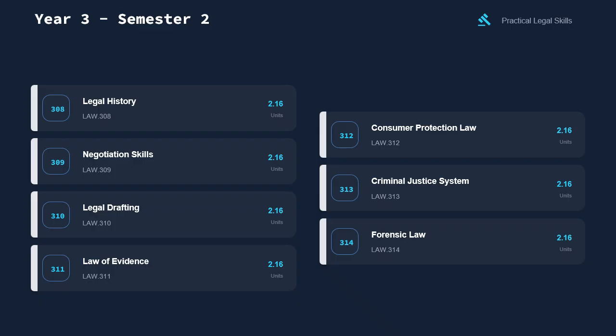Hearsay rules exclude out-of-court statements offered for truth, but numerous exceptions exist based on reliability. The Confrontation Clause further limits hearsay in criminal cases. Real-life example, in Crawford v. Washington, 2004, the Supreme Court held that testimonial hearsay violates the Sixth Amendment unless the declarant is unavailable and the defendant had prior cross-examination opportunity. This transformed criminal evidence practice.